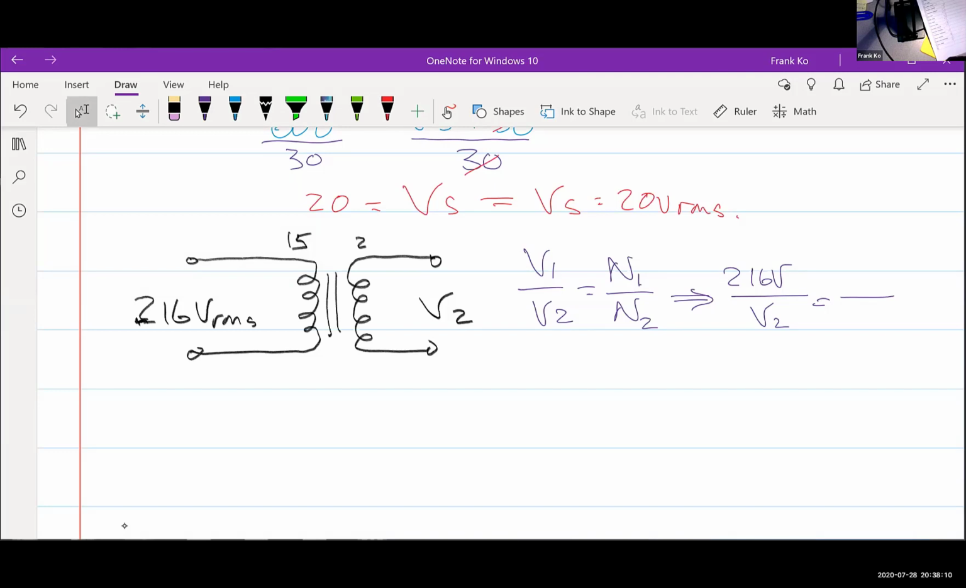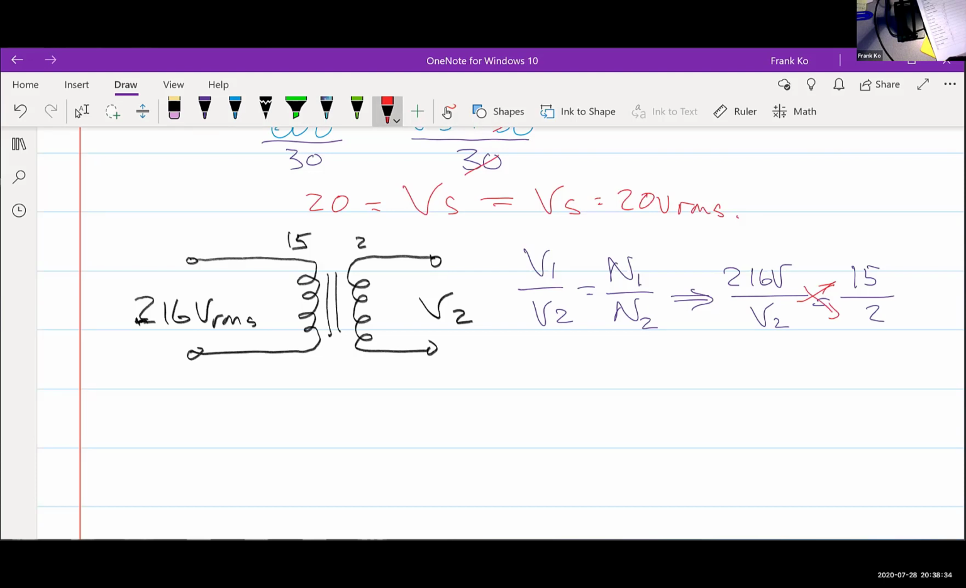All right. So what's my N1? 15. What's my N2? 2. Okay. Is everybody satisfied with how we fill this in? 216 volts over V2 and N1 over N2 is 15 over 2. That being said, now we're going to cross multiply there and there.